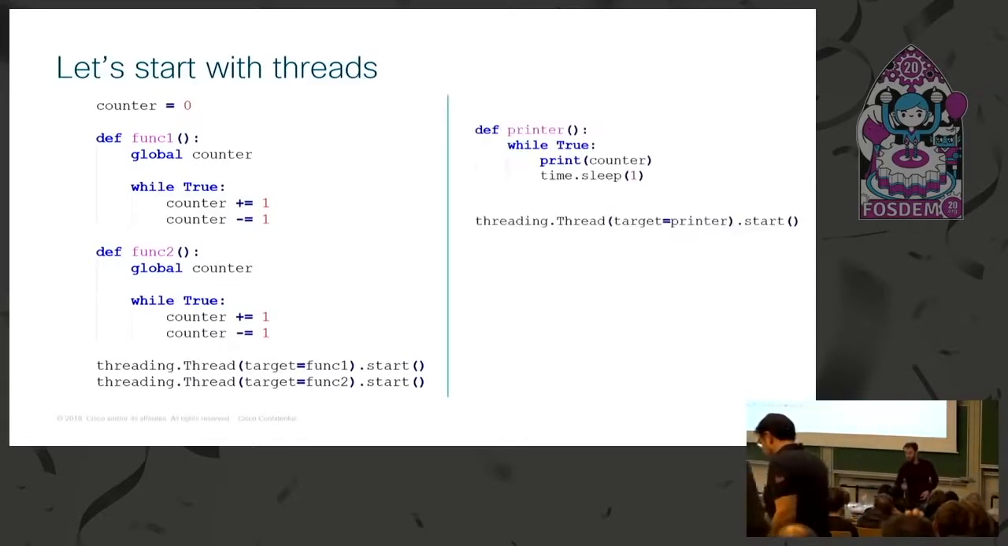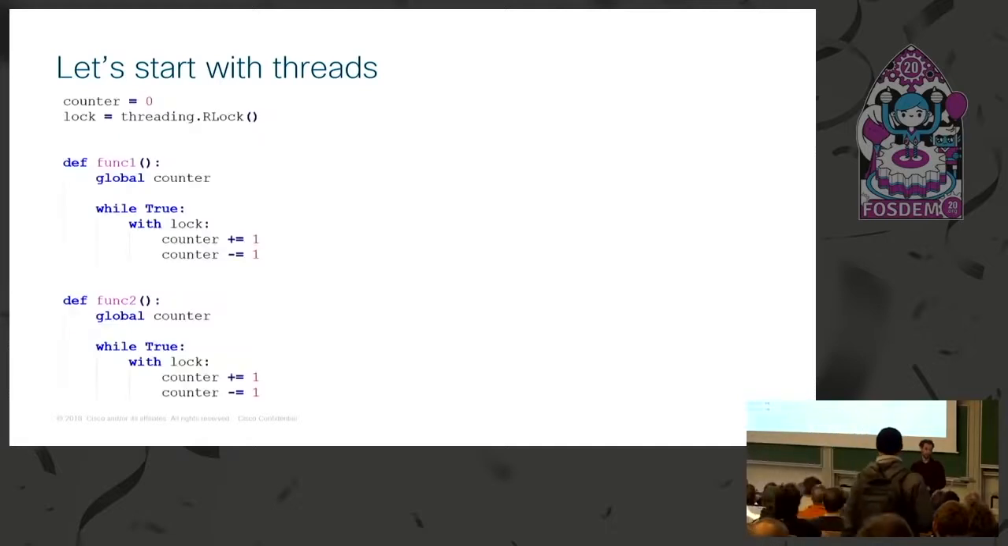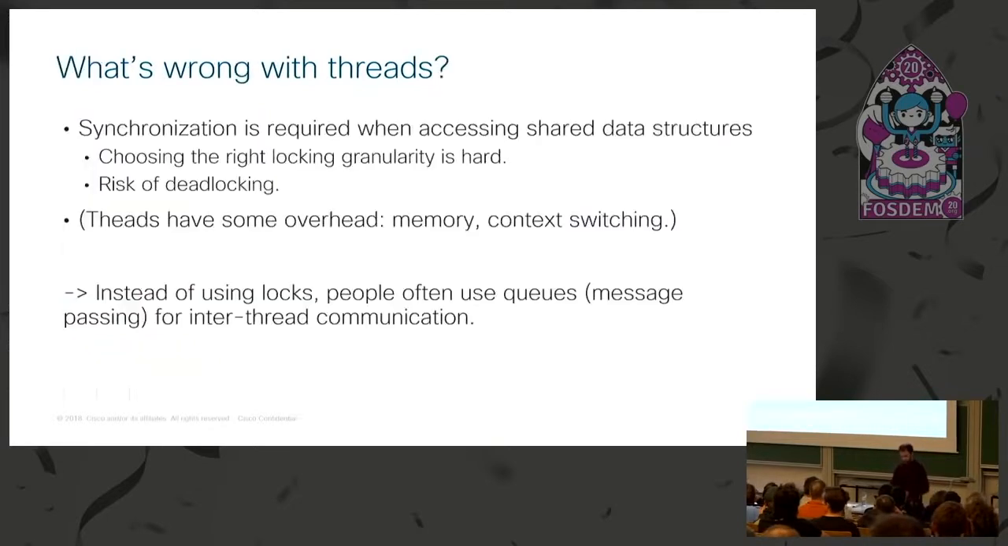So the way to solve that is by using a lock. You can create a lock, and you surround these blocks where you modify that shared variable with that lock context manager. And then you prevent these 2 threads from manipulating the same variable at the same time. What is the disadvantage of using threads is that as soon as you have to manipulate shared data structures, you have to think about locking. And that's something which is very hard to get right.